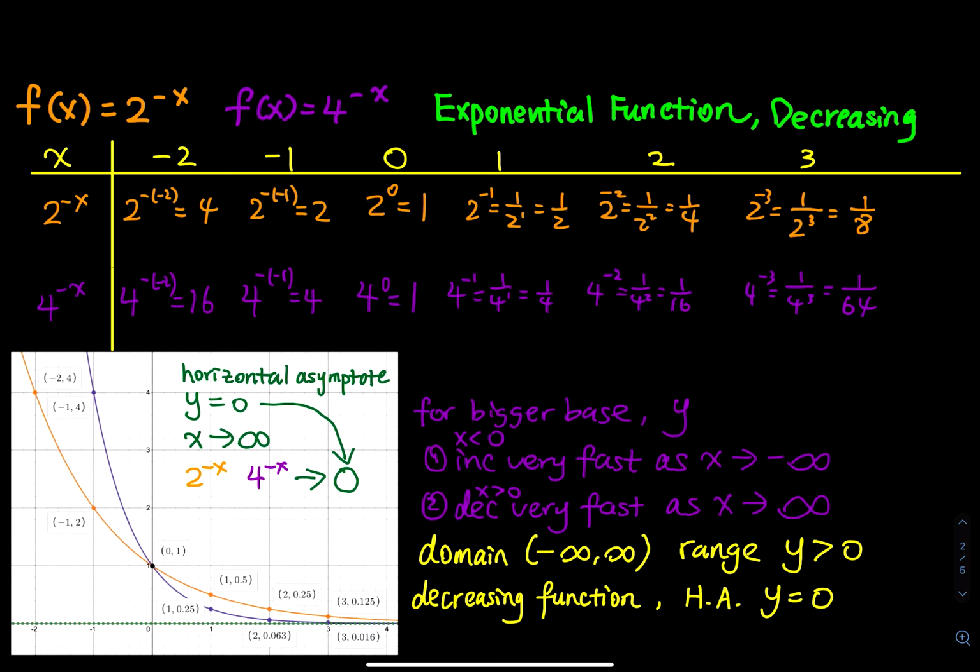And then each calculation gives you an ordered pair. X is equal to negative 2, y is 16. Negative 1 comma 4, 0 comma 1, 1 comma a quarter, and then 2 comma 1 over 16, and then 3 comma 1 over 64. You can plot these points and connect them to sketch the graph, or you can just do the graph on Desmos.